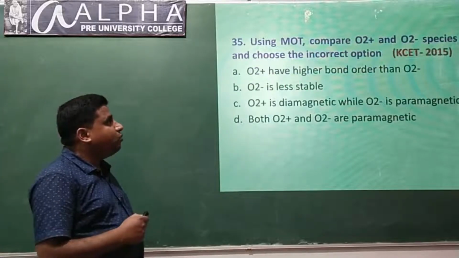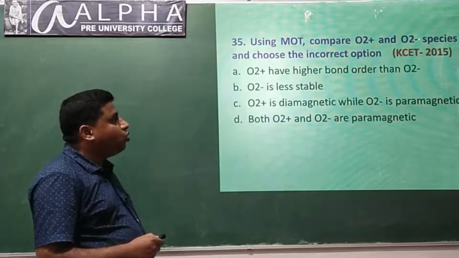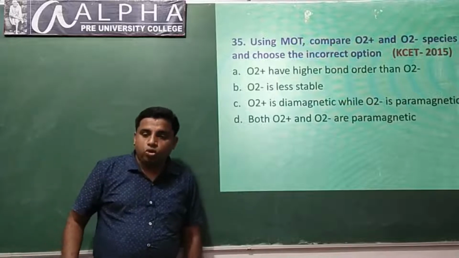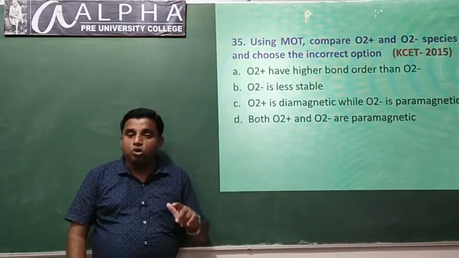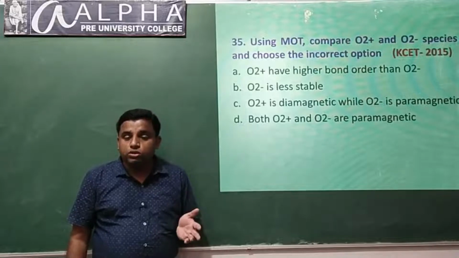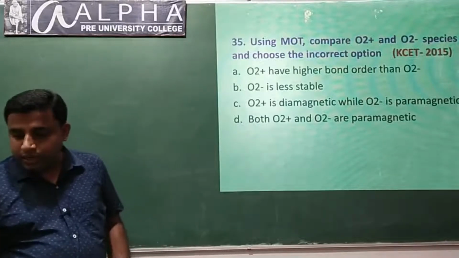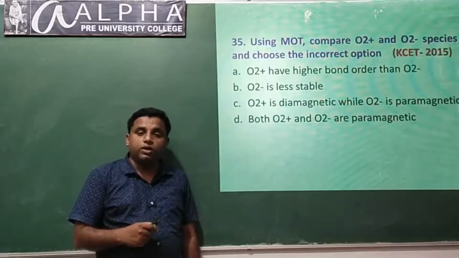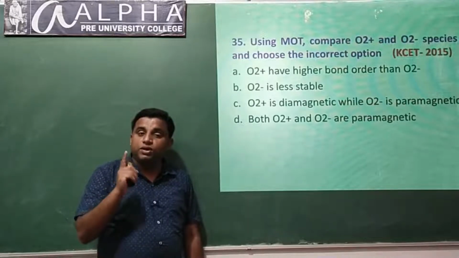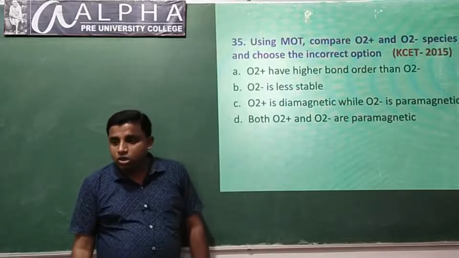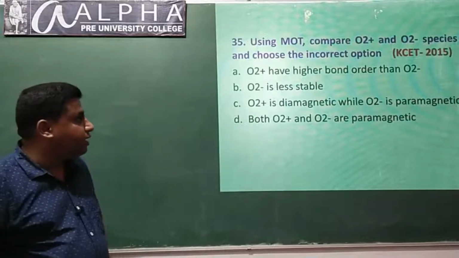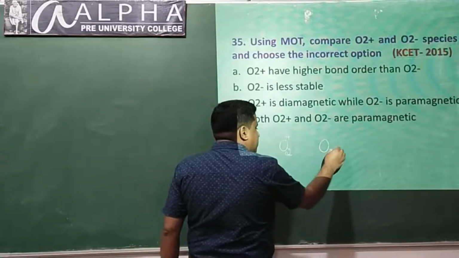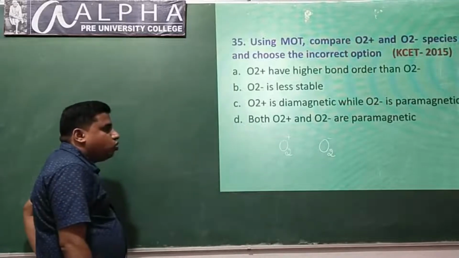Using MOT, compare O2 plus and O2 minus species and choose the incorrect option. I have taken this from Karnataka CET 2015, so we are solving previous year question papers also. Actually, there is a printing error here; it is supposed to be O2 plus and O2 minus.